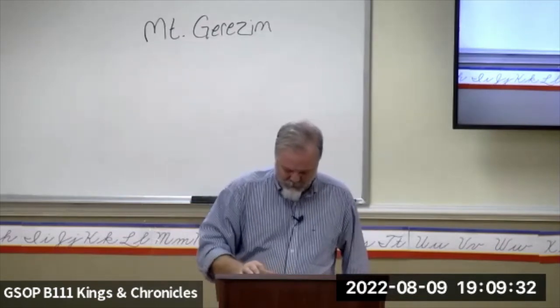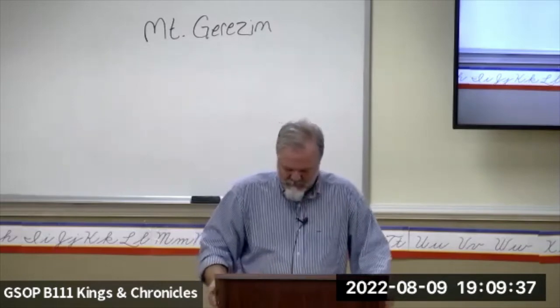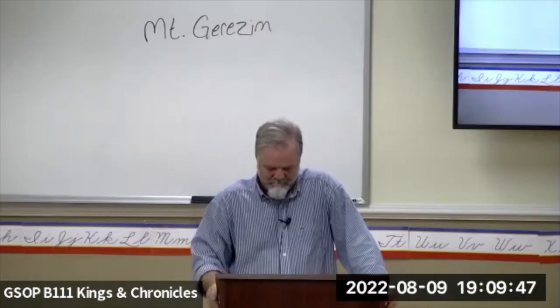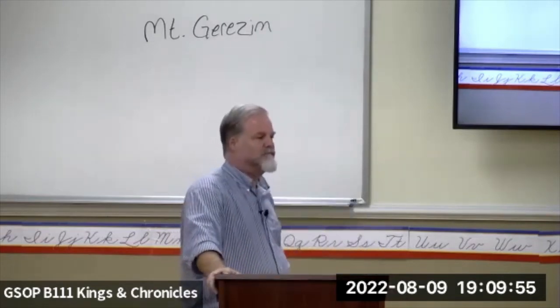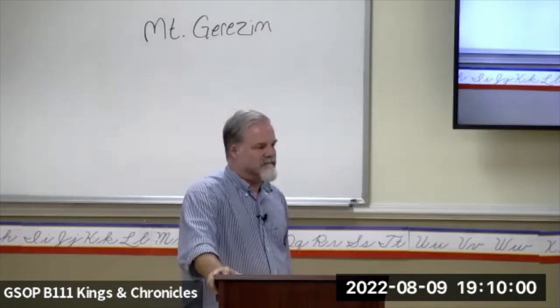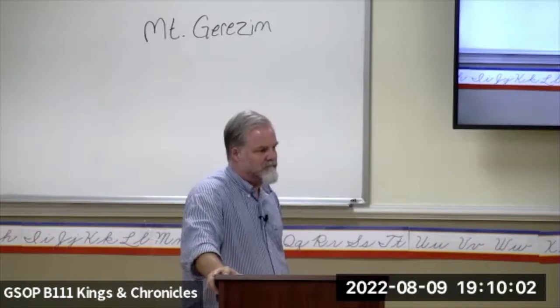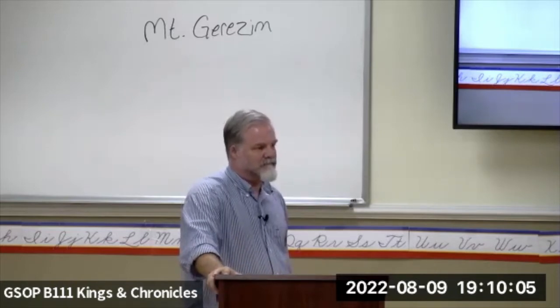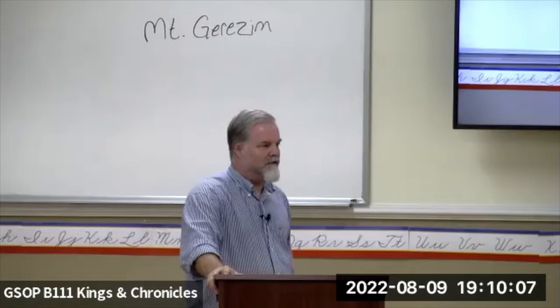Gotcha. Okay. Now, in the first year of Cyrus, king of Persia, in order to fulfill the word of the Lord by the mouth of Jeremiah, the Lord stirred up the spirit of Cyrus, king of Persia, so that he sent a proclamation throughout his kingdom and also put it in writing, saying, "Thus says Cyrus, king of Persia, the Lord, the God of heaven, has given me all the kingdoms of the earth, and he has appointed me to build him a house in Jerusalem, which is in Judah. Whoever there is among you of all his people, may the Lord his God be with him, and let him go up." Okay. And that's the last part of Chronicles, correct?